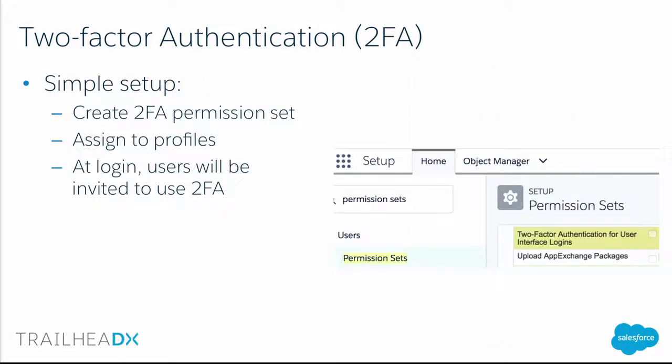It really improves the security of your org. Setting up 2FA is simple. You just create a 2FA permission set: go to the setup menu, search for permission sets, and create a new set with the two-factor setting. Assign that permission set to your user profiles, and next time users log in, they'll be invited to use 2FA, and they have strong access from that point on.